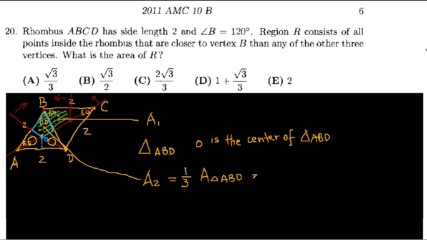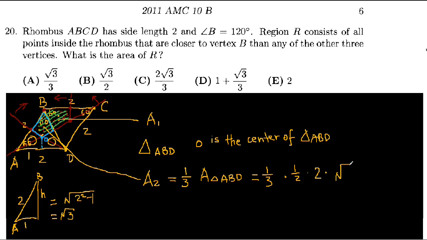Okay, so now we can calculate the area of ABD. We know this base is 2. So the area of ABD is half of the base, which is 2, times the height. What's the height? Let's figure that out. This is 2, so this is 1. So we have a right triangle: this is 2, this is 1, and this is the height. This is B, by the way, and this is A. So the height is the square root of 2 squared minus 1, which is the square root of 4 minus 1, so the square root of 3 is the height.